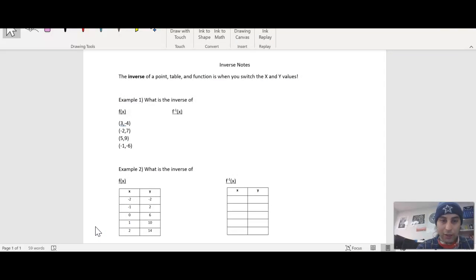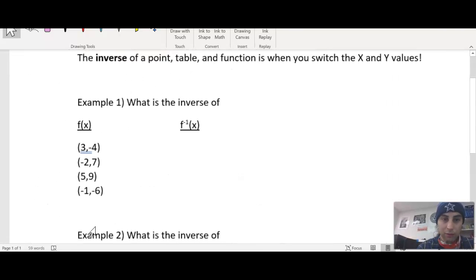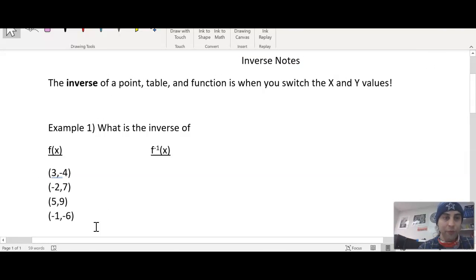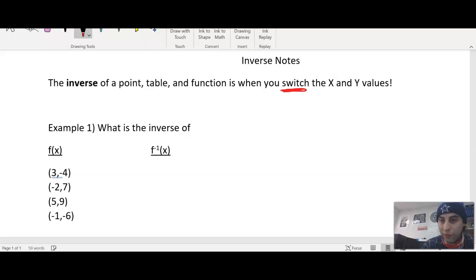Okay, let's see if I can zoom in. Yeah, cool. All right, so inverse notes here. The inverse of a point, table, and functions, when you do what? Now, this is important. You're going to switch x and y values. That's what an inverse does. It's inverting basically. It's switching x and y.